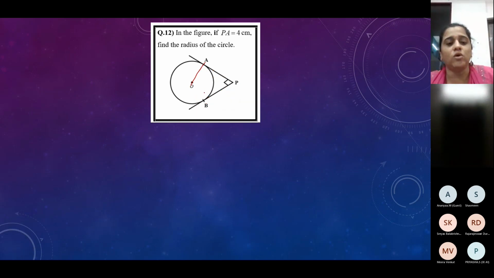So first join OA and OB. Then find the angles of the quadrilateral. This is 90, this is 90, and hence the fourth angle is also 90. So therefore, OAPB is a rectangle. In the rectangle OAPB, one pair of adjacent sides is equal, that is, AP is equal to BP, or OA is equal to OB. Any one you say. In a rectangle, when one pair of adjacent sides is equal, it's a square. So now OAPB is a square.